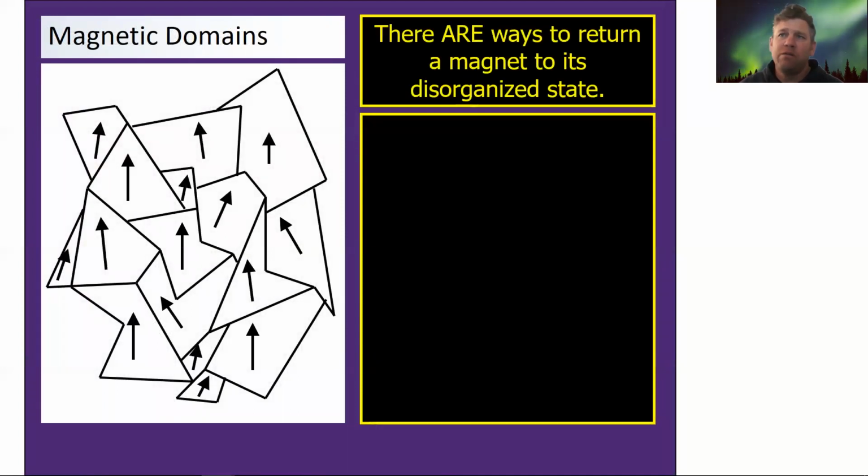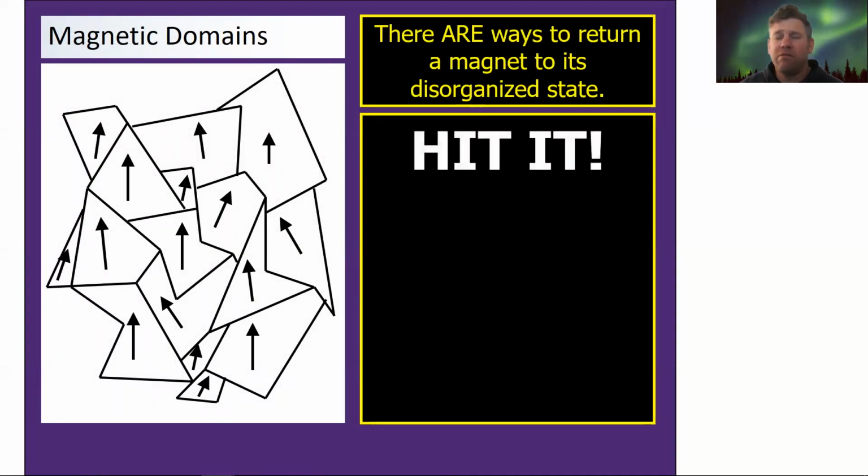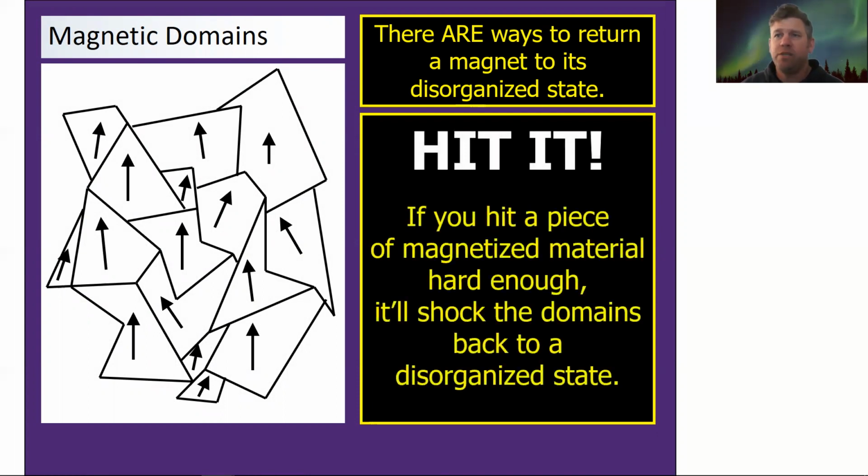So if we want to return the magnet to its disordered state, the first thing we can do, hit it. You know, if you hit a piece of magnetized material hard enough, it'll shock the domains back into the disorganized state. Now, here again, we don't want to necessarily take like a kitchen magnet or a neodymium magnet or something like that and smash it, right? Because what we're going to have to do is apply a huge quantity of force to get this thing to go from being all in the same direction to being all in different directions. All right. But typically that's one way you can change this, I suppose.